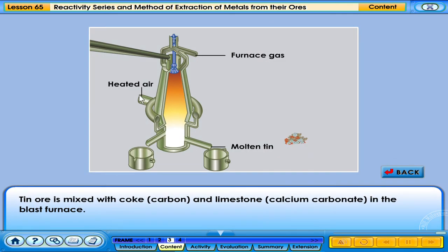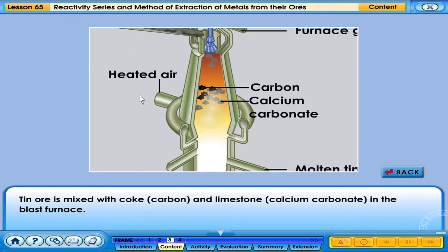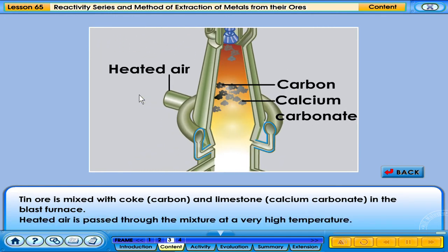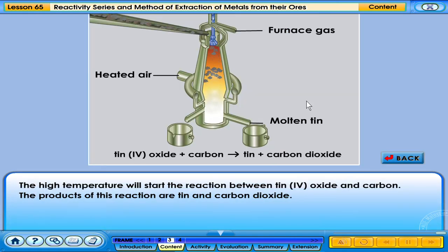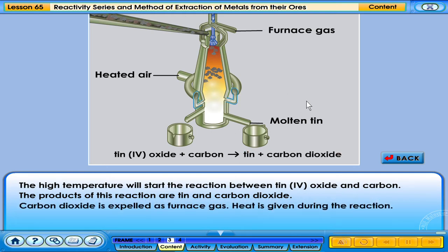Tin ore is mixed with coke, carbon, and limestone, calcium carbonate, in the blast furnace. Heated air is passed through the mixture at a very high temperature. The high temperature will start the reaction between tin 4 oxide and carbon. The products of this reaction are tin and carbon dioxide. Carbon dioxide is expelled as furnace gas. Heat is given during the reaction.